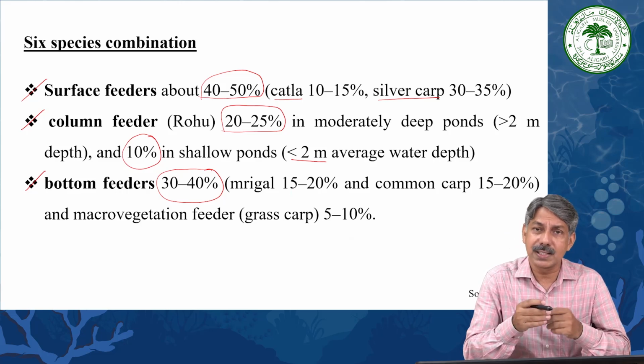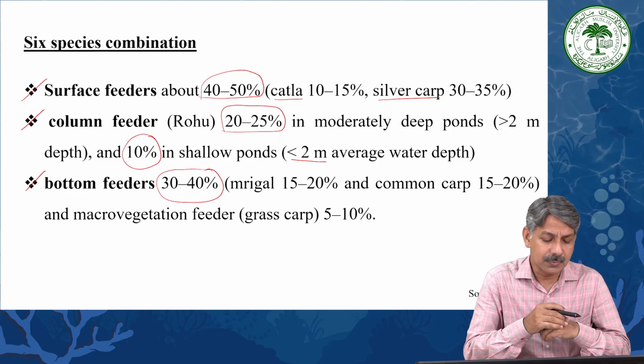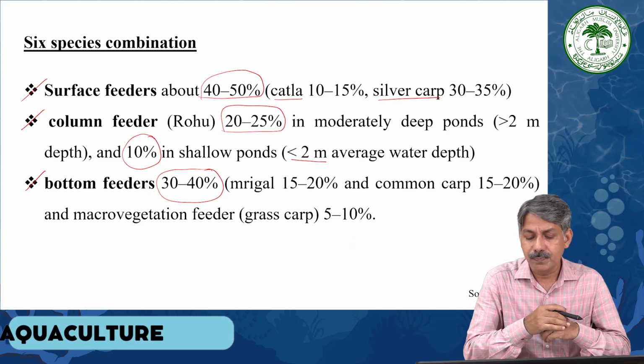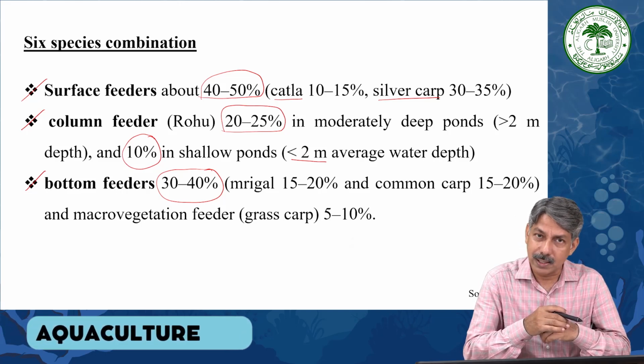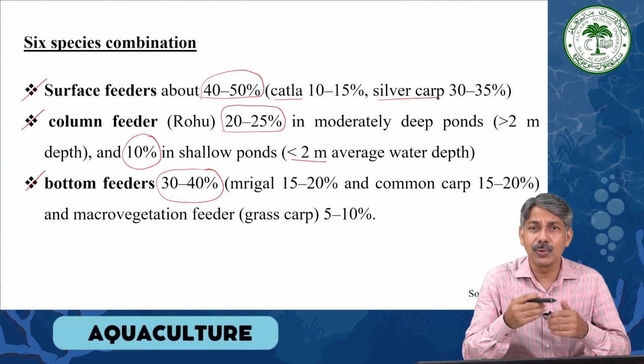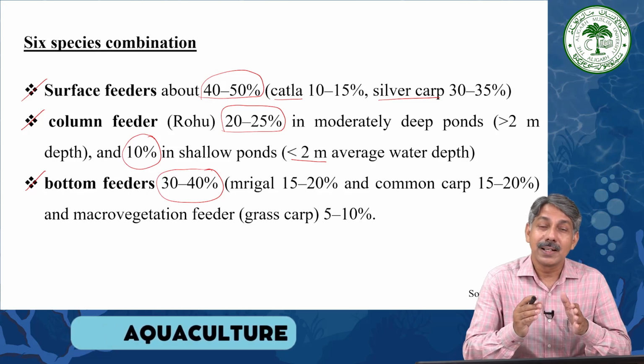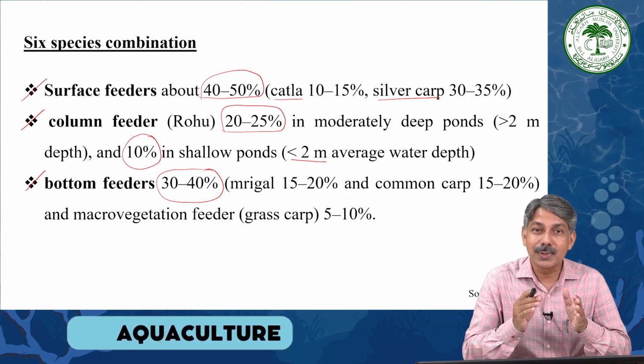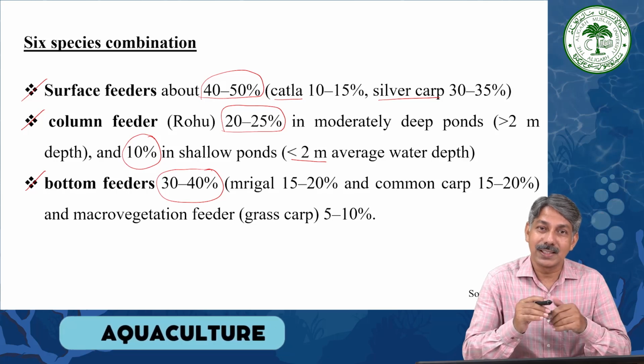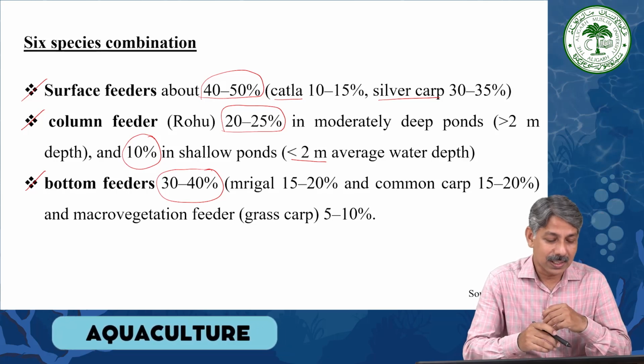And if there is macro vegetation, then we can stock grass carp also. If there is no vegetation, even then you can use grass carp. In fact, grass carp is the top most produced fish through aquaculture in the world. So you can use that also.